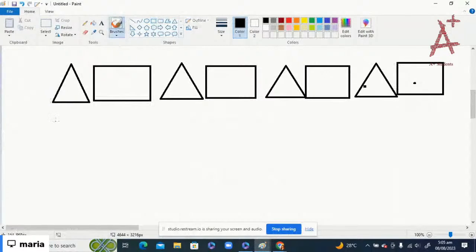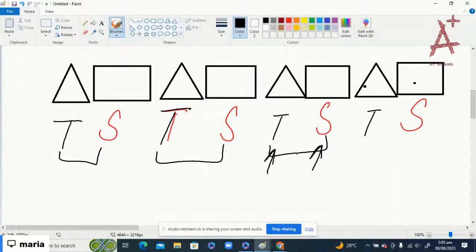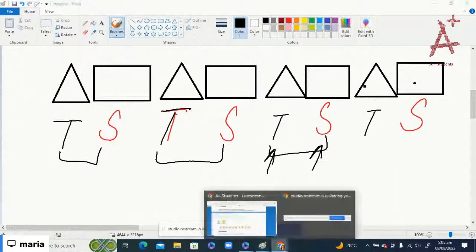What's the pattern of that? Here are squares, and here are all triangles. Got it? It also creates one kind of pattern because here T comes after one S and S comes after one T. S shows the square, T shows the triangle. This also creates one kind of pattern. Okay, let's do the next.